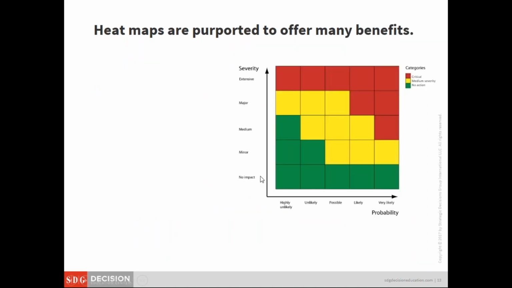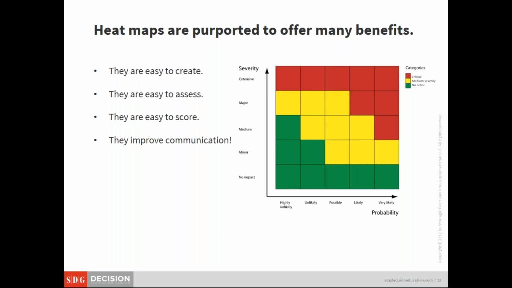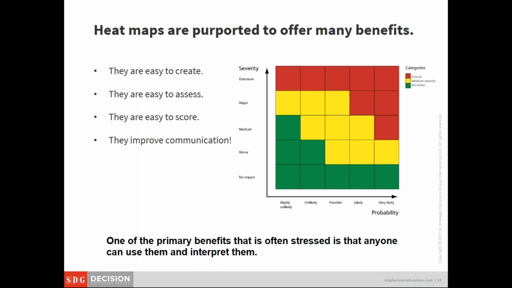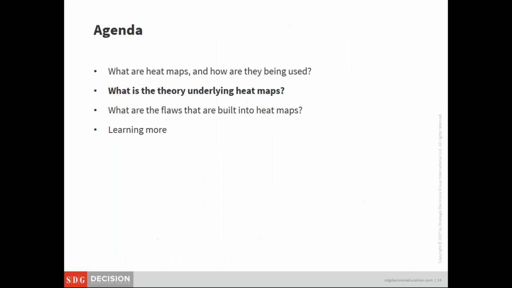So the heat maps are purported to offer many benefits. They're easy to create, easy to assess. We're using verbal statements of impact and probability. Easy to score. It's often argued that they improve communication. And really, one of the primary benefits that's often stressed is that anyone can use them and interpret them. So it sort of democratizes decision-making and risk management.